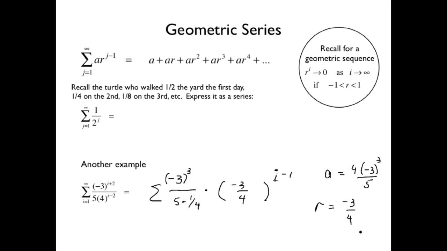Is it going to converge? Yes. And I'll let you do the rest. So yes, it converges because my r is in the right range. And what does it converge to? Whatever you get when you do a over 1 minus r. So the sum is a over 1 minus r. So we won't take the time to do it, but does that conversion make sense? Did I lose you? Yeah.